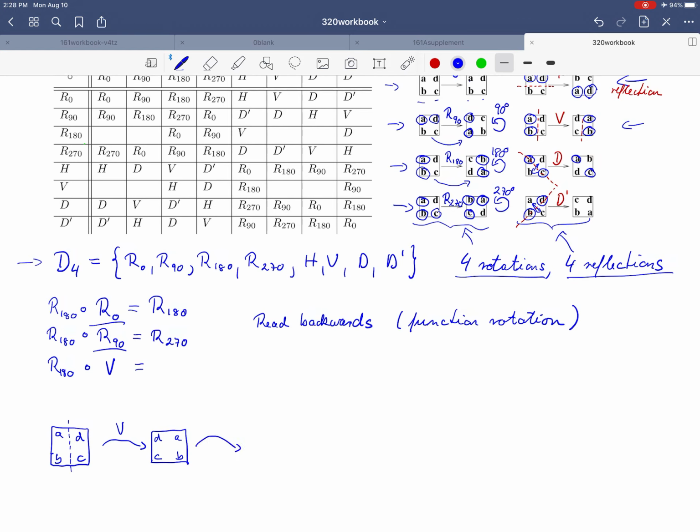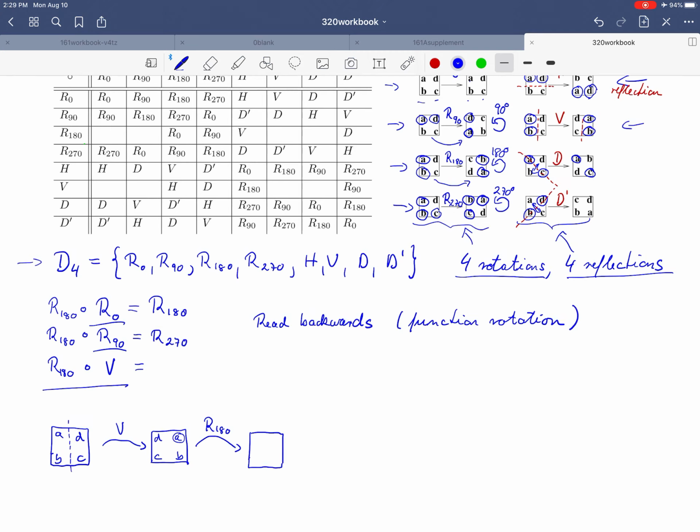Now what happens if I do a 180-degree rotation? And you see what I mean when I say backwards? We first do the vertical reflection followed by the 180-degree rotation, but that is written as R180 circle V, so the V happens first. Okay, let's see. How should I label my square for the 180-degree rotation? Counterclockwise. Remember, this is counterclockwise.